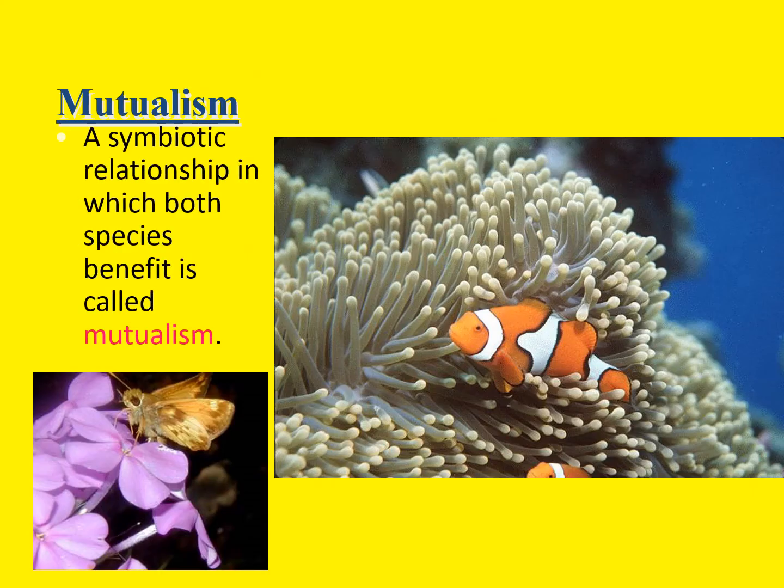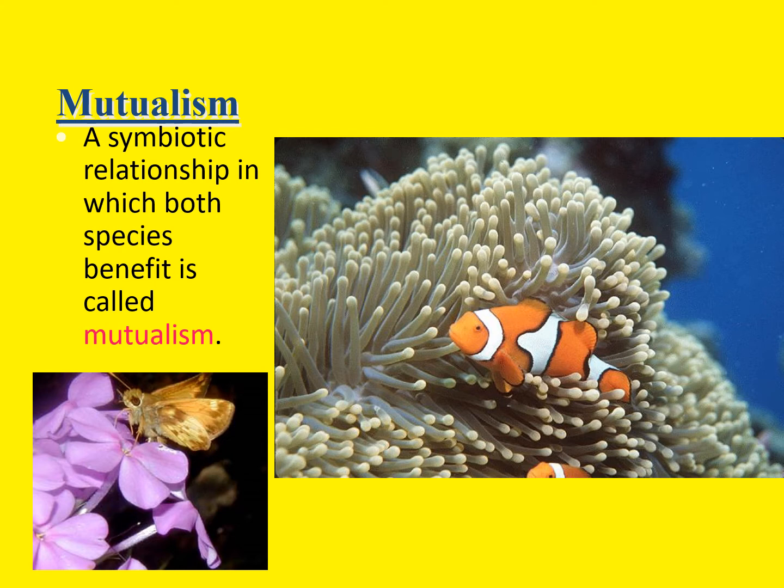Now, another one that most people are familiar with is mutualism. Mutualism is when both organisms benefit. So the classic example is insects and flowers. You know that the insect, like this butterfly, lands on the flower and it gets nutrients from the nectar. But at the same time, the pollen of the plant gets stuck on the fur, the hair of this insect. And so when the insect flies to the next flower, this helps the flower with pollination.